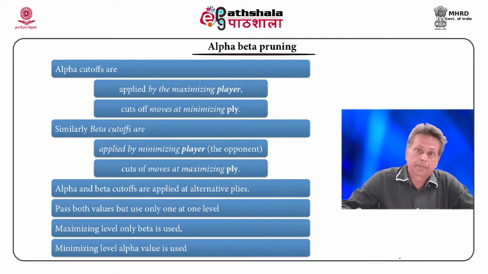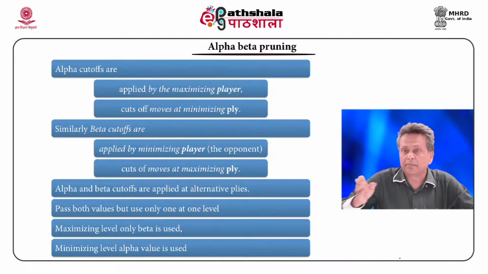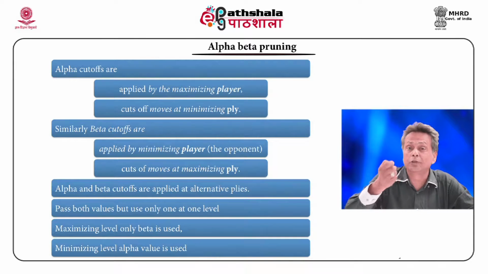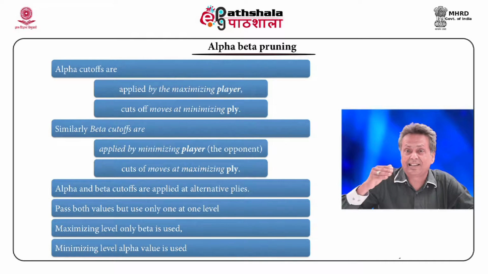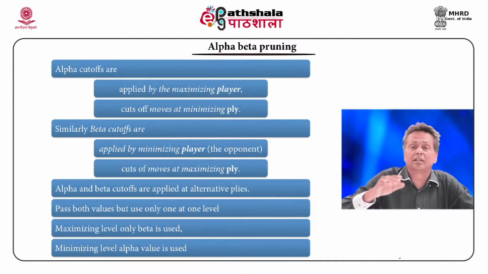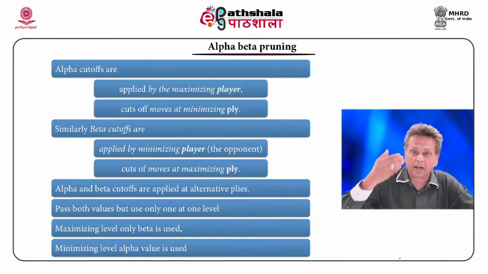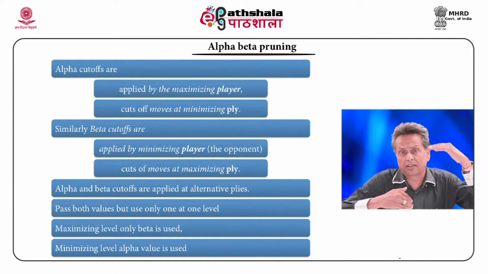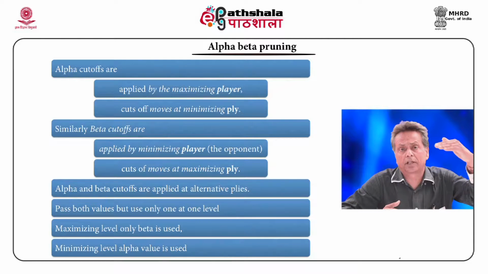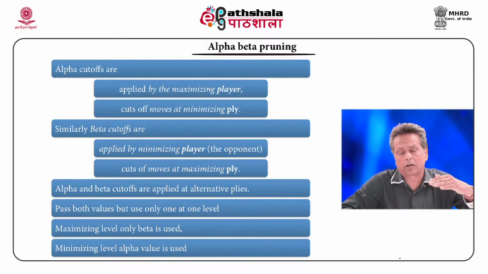Let us recap. Alpha cutoffs are applied at the minimizing player, but who is doing it? The maximizing player. Beta cutoffs are applied at the maximizing layer, but who applies it? The minimizing player. Now if we look at that again, you will probably realize that they are applied at alternate plays. Alpha cutoffs are applied here, then at the next layer alpha is not applied, beta is applied. At the next layer alpha is applied.